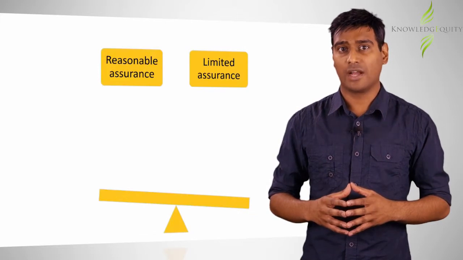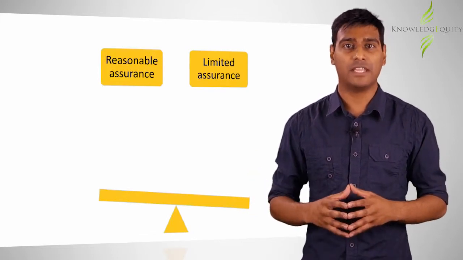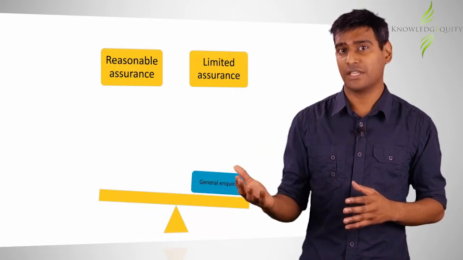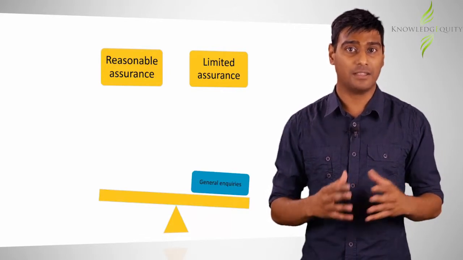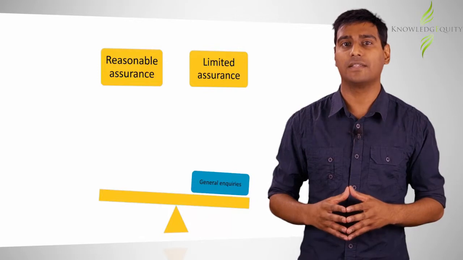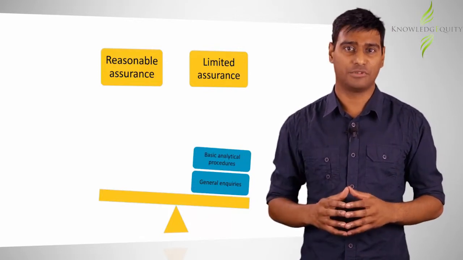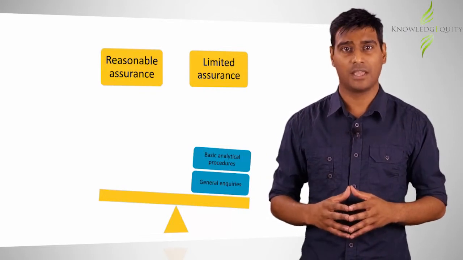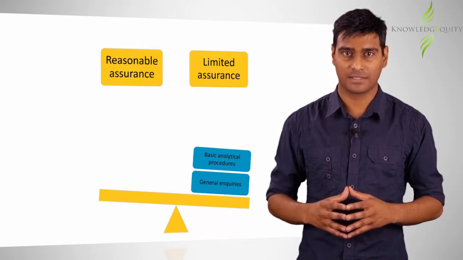The work effort required for a reasonable assurance engagement and a limited assurance engagement is the second major difference between these two types of engagements. In a limited assurance engagement, the practitioner is required to obtain an understanding of the entity and the business by making general inquiries. The practitioner will also perform basic analytical procedures. These analytical procedures are not substantive in nature and do not generally require the practitioner to obtain corroborative evidence.